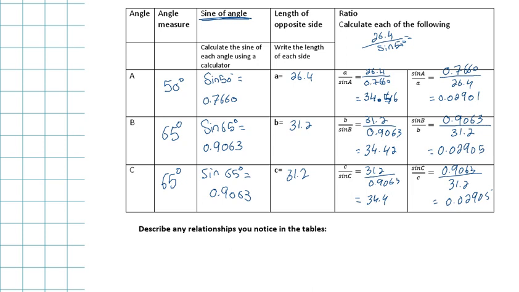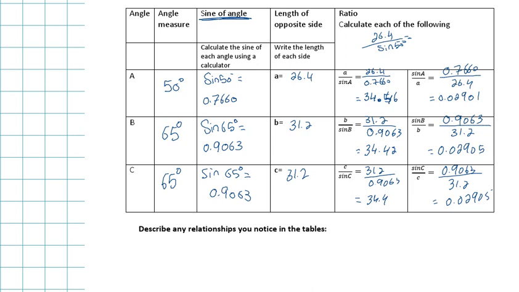So A over sine A is equal to B over sine B, and it's equal to C over sine C. Same thing if I do the other way around. Sine A over A is equal to sine B over B, and it's equal to sine C over C. And this is where they got the sine law from. That's going to happen no matter what the triangle is. It's going to be true.